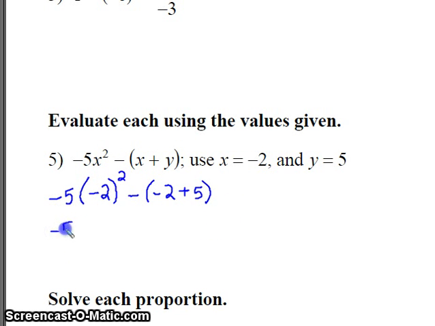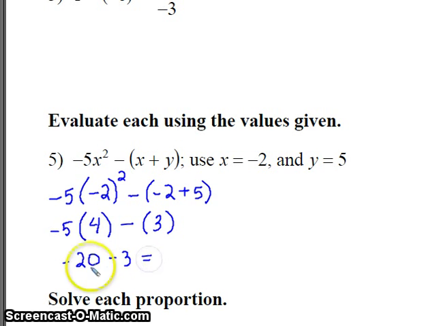So this negative 5 is just going to have to be patient. Negative 2 times negative 2 is positive 4. And then we want to subtract. Negative 2 plus 5 is 3. So negative 5 times 4 is negative 20. Take away 3, and if you're one of those people that likes to keep, flip, change, then you're going to keep the negative 20, flip this to a positive, and change 3 to a negative 3, and you get negative 23.